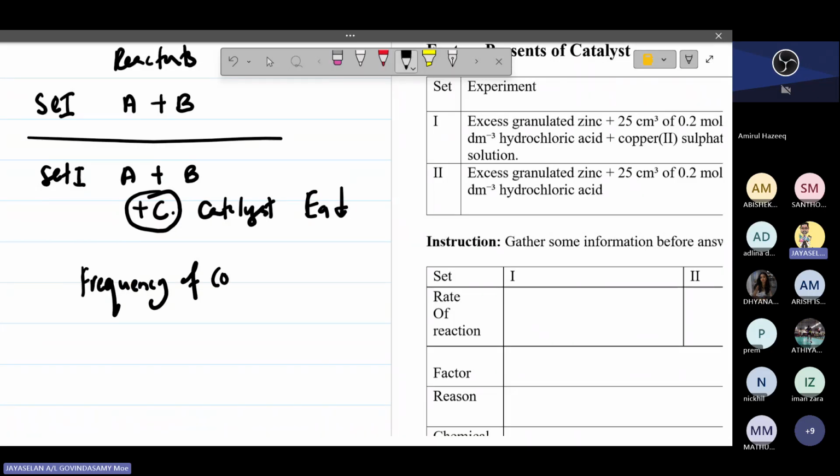Okay, and one more keyword here, frequency. Frequency of collision, no need to write. Tak perlu tulis. You terus pergi kepada frequency of effective collision. Kalau you nak tulis, tulis. Tapi tak ada markah. You nak tulis, tulis. Tak ada markah.